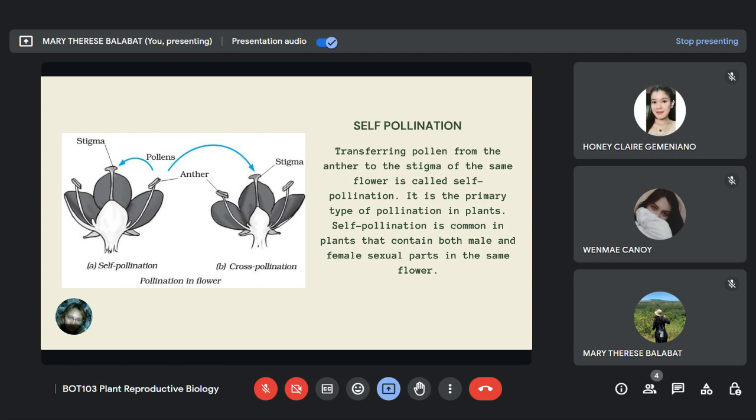Self-pollination is the process of transferring pollen from the anther to the stigma of the same flower. It is the primary type of pollination in plants. Self-pollination is common in plants that contain male and female sexual parts in the flower. So, beans, peas, lettuce, tomatoes, peppers, eggplants are examples of self-pollinating plants. So, shown in the illustration, the letter A, it is how self-pollination happens.